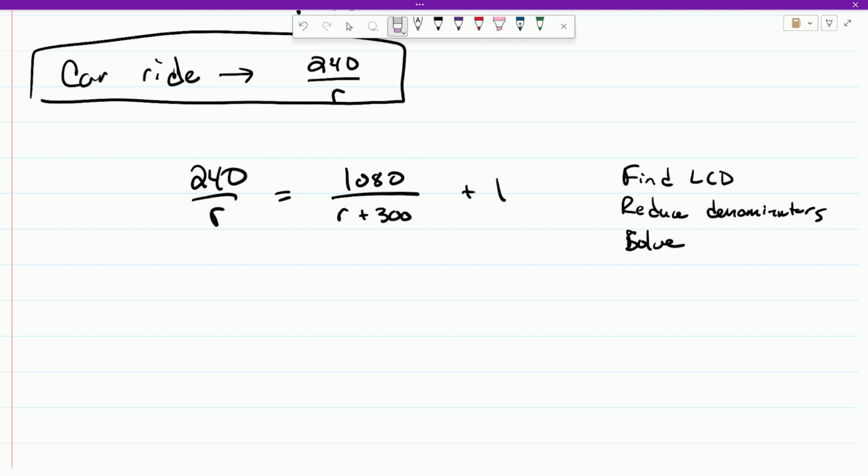But what I'm going to do is cross multiply, because we've been doing it the whole time. So to cross multiply, let me erase this real fast.